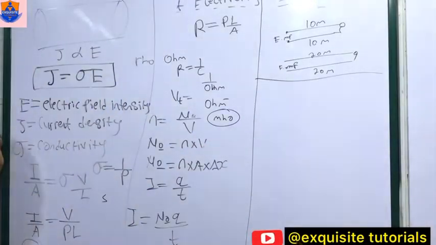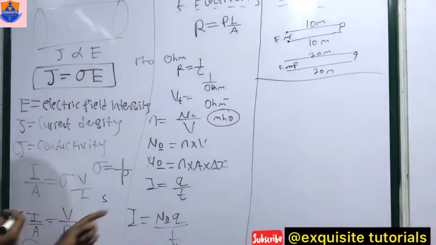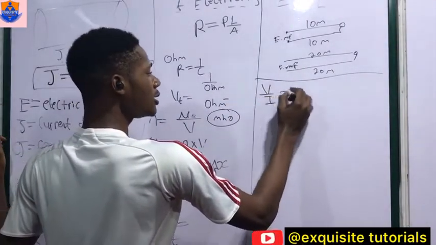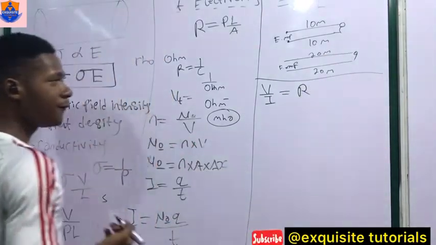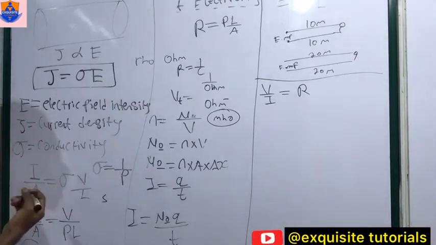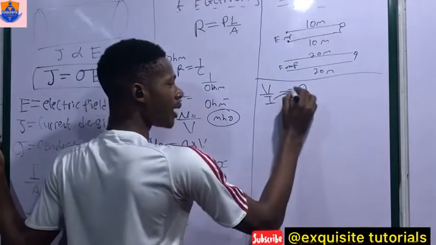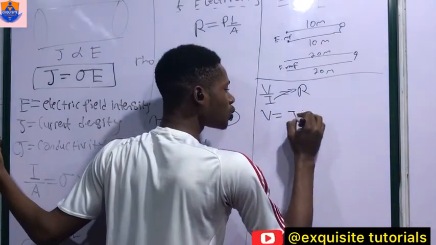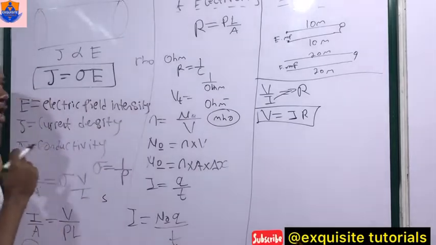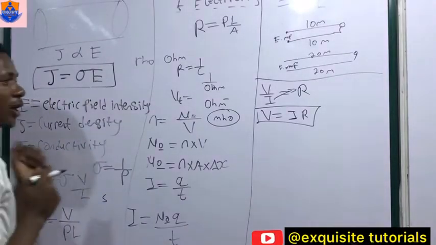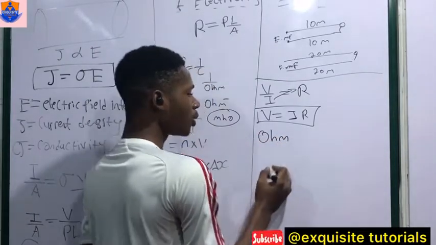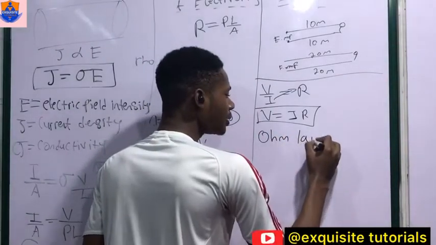Now, also, we said V over I is a constant, and I call this R, which I represented as the resistance. If I cross multiply, I will have V is equal to IR. This formula is a very popular formula in electricity, and it is named after a man named Ohm.